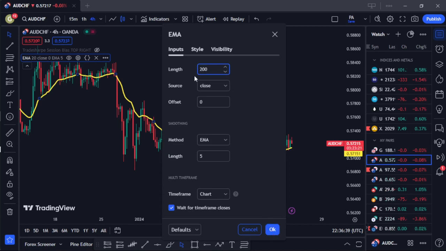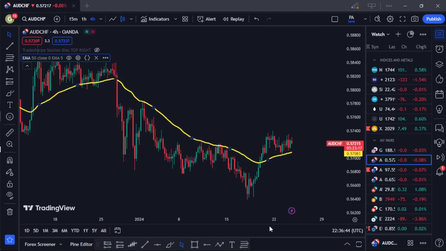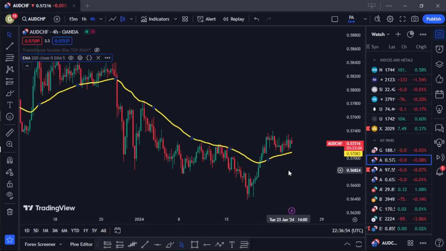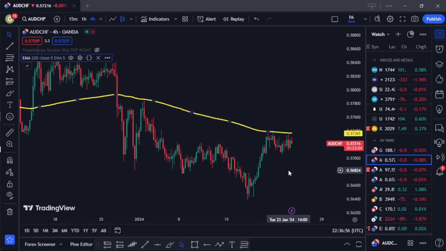Good. So now let's consider the 50 first, because there are three main settings: the 20, 50, and 200. The 50 is also telling you that you should place a buy order in this market. Now let's take a look at the other one here, which is the 200 moving average. But the 200 is telling you that this is a good place to place a sell order in this market.